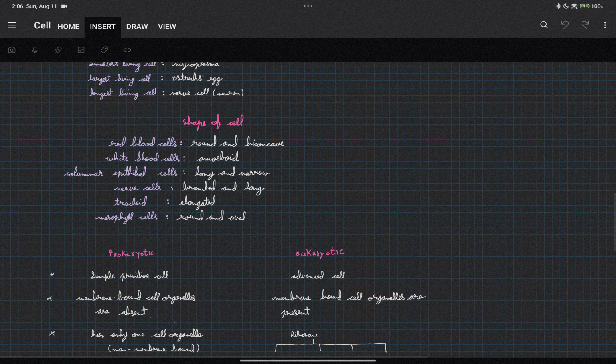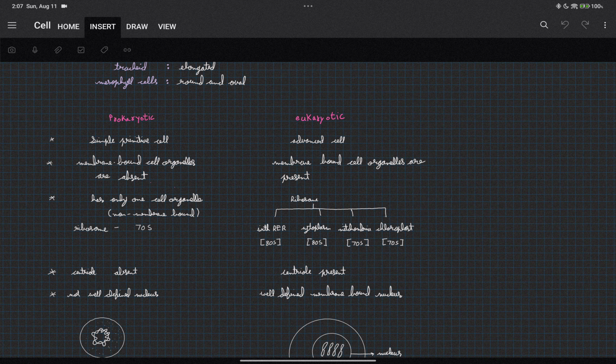Now, shape of cell. Red blood cells are round and biconcave. White blood cells are amoeboid, like amoeba. Columnar epithelial cells are long and narrow. Nerve cells are branched and long. Trachea is elongated. Mesophyll is round and oval.